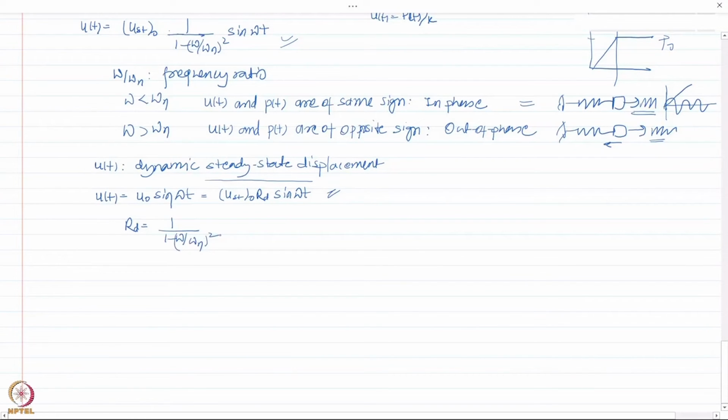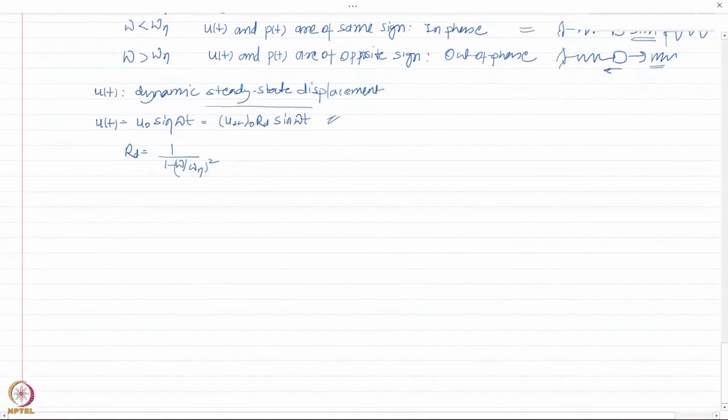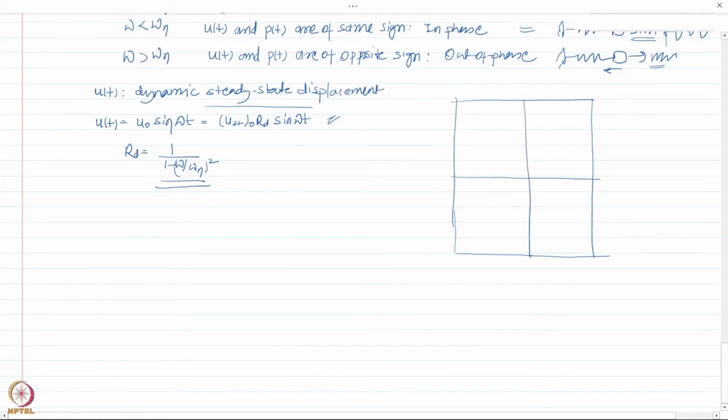Okay, now if you plot this expression, 1 minus omega by omega n square, how does it look? We talked about the phase. Let us see how it looks. First let me draw here. This is my frequency ratio. The horizontal direction is omega by omega n, and the vertical axis is 1 minus omega by omega n square.